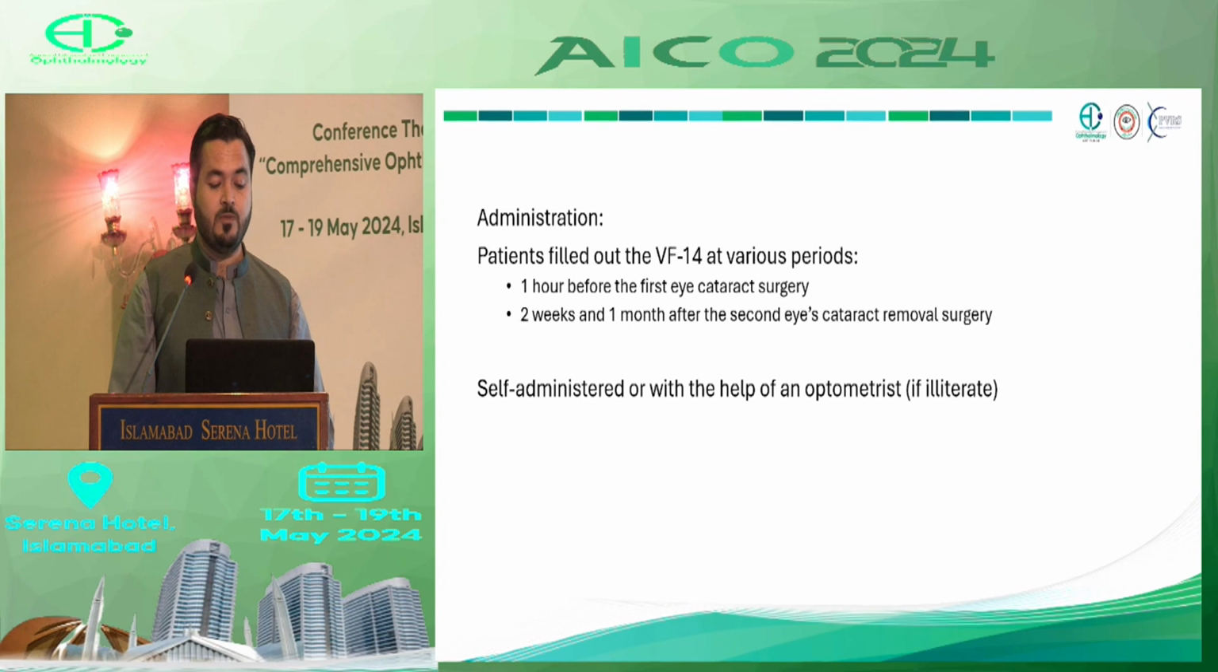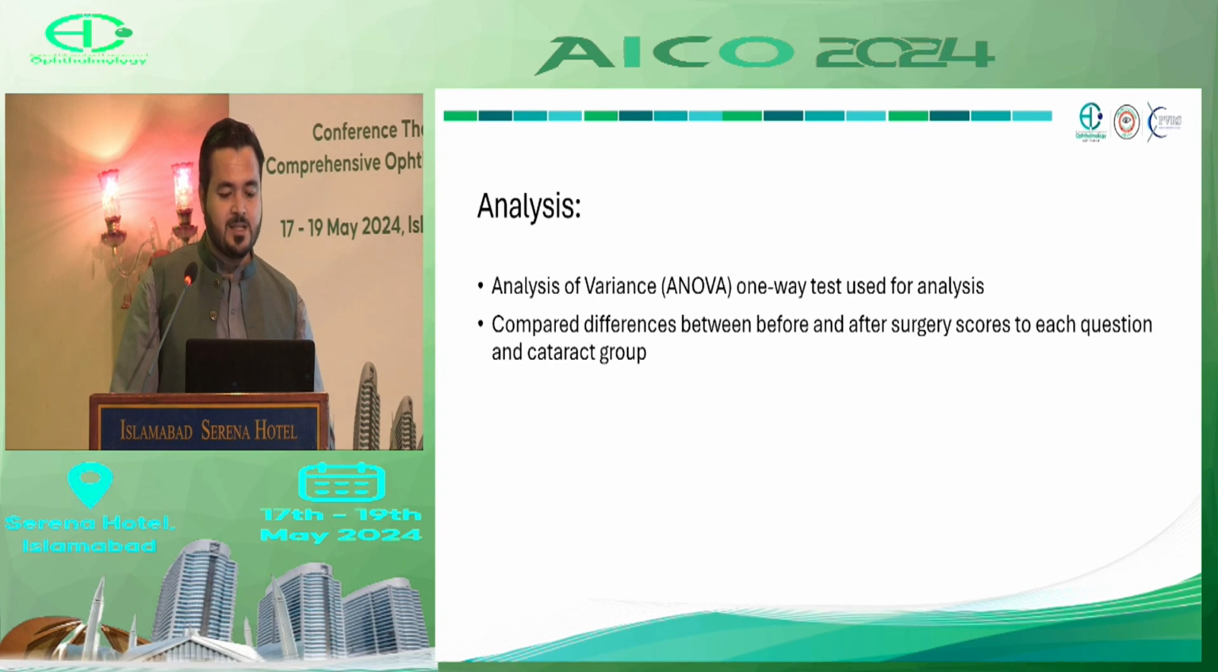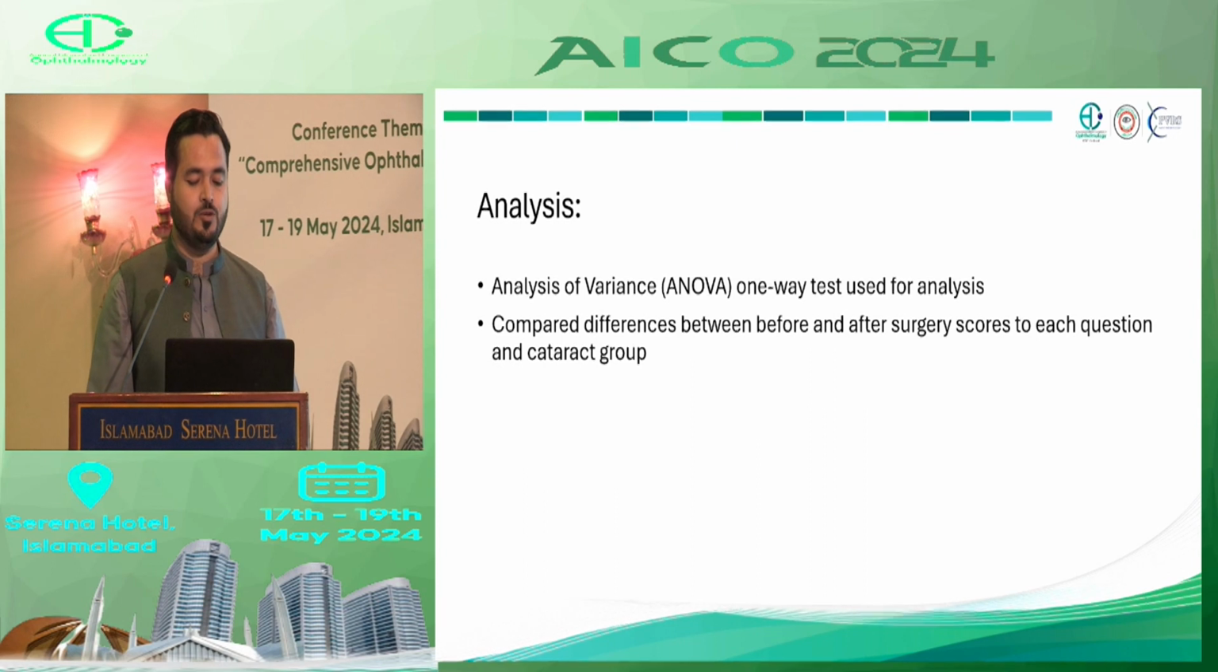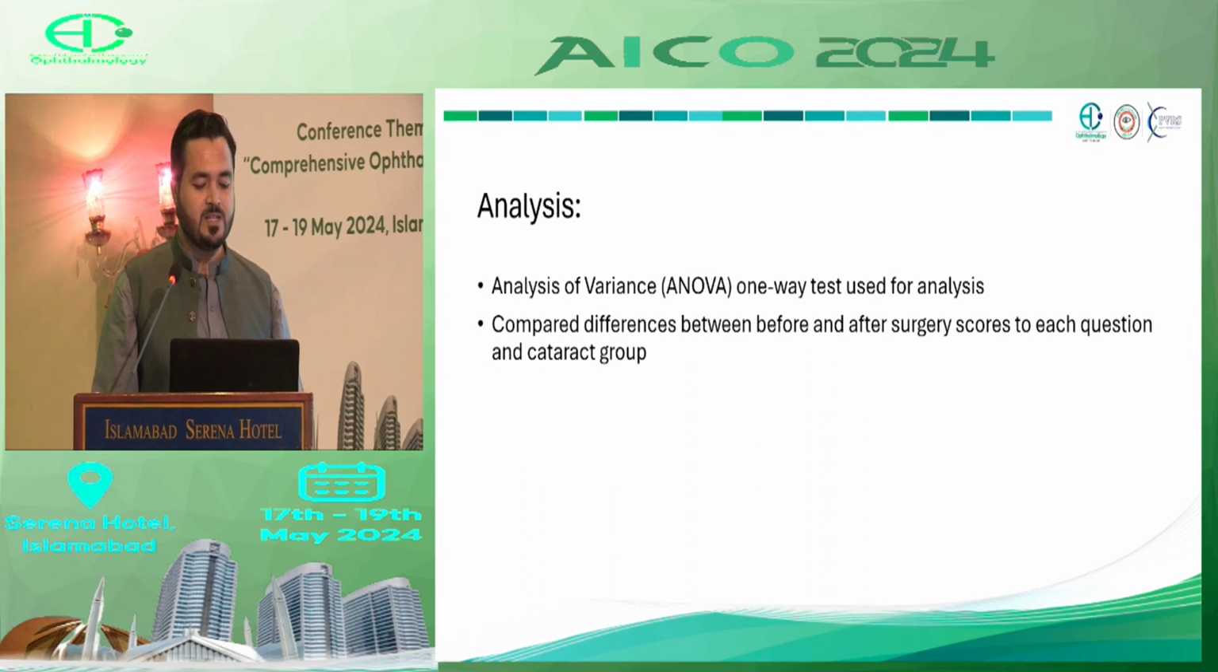Patients filled out the visual function questionnaire at various periods: 1 hour before the first eye cataract surgery, and 2 weeks and 1 month after the second eye cataract removal surgery. It was self-administered, or done with the help of an optometrist if the patient was illiterate. In the analysis, a one-way ANOVA test was used to compare differences between before and after surgery scores for each question and cataract group.